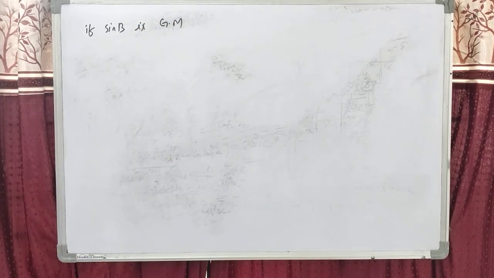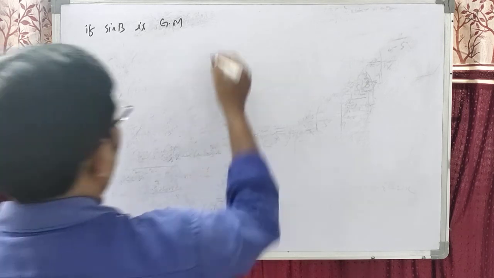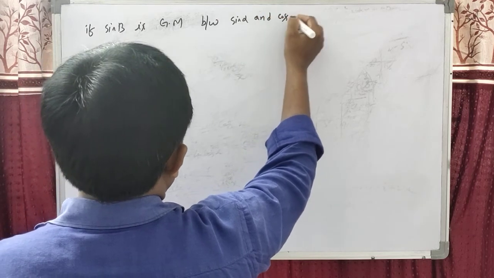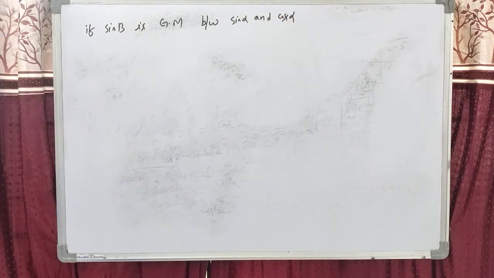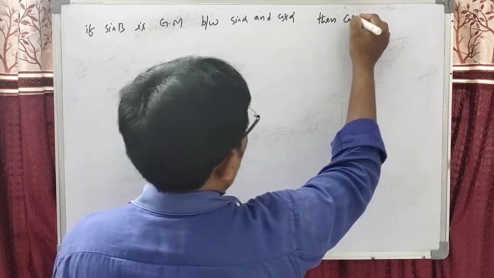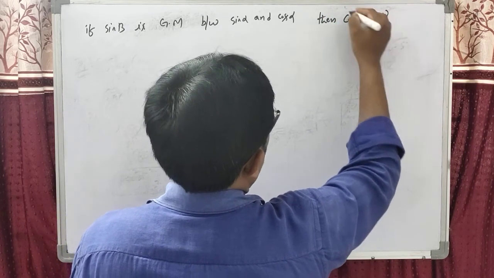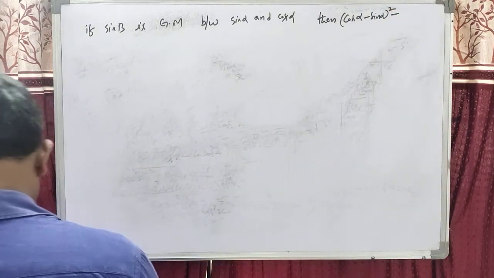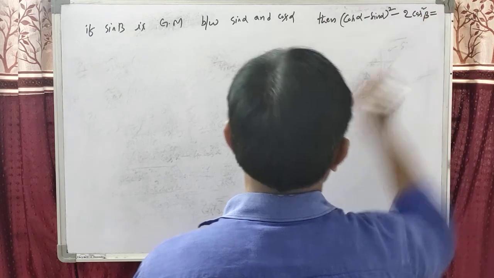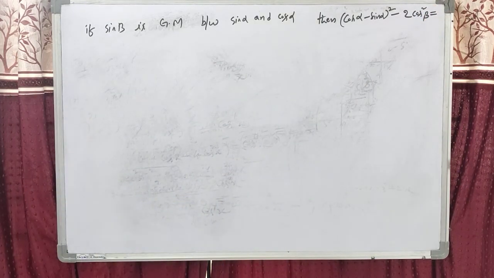Dear students, if sin beta is the GM between sin alpha and cos alpha, then the value of (cos alpha minus sin alpha) whole square minus 2 cos square beta is equal to, okay students, how to find this?